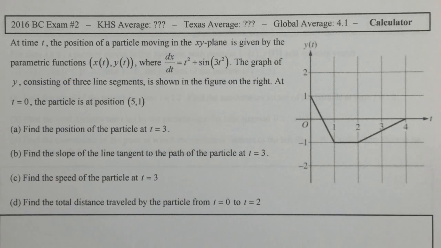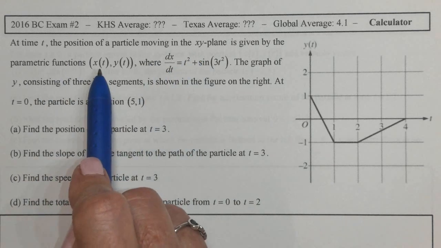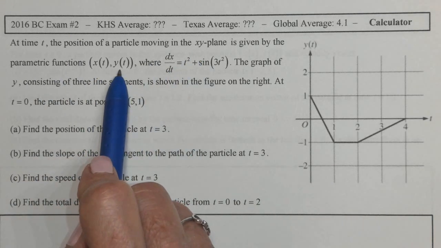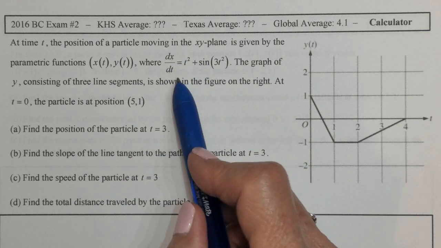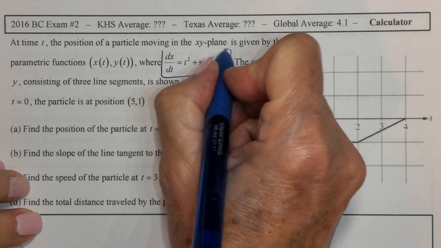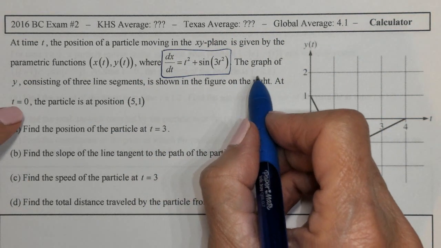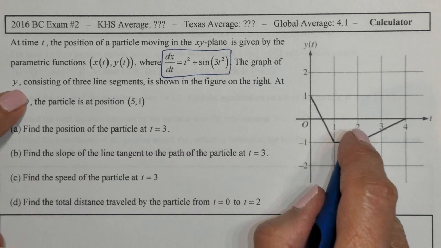Okay. At time t, the position of a particle moving in the xy plane is given by the parametric functions x and y, where dx dt is this function, and they're not giving us dy dt, but they give us the graph of y.